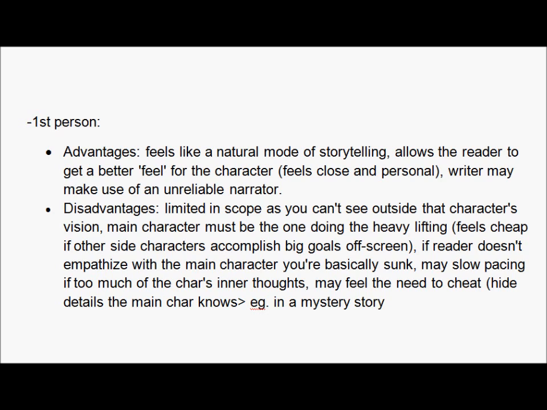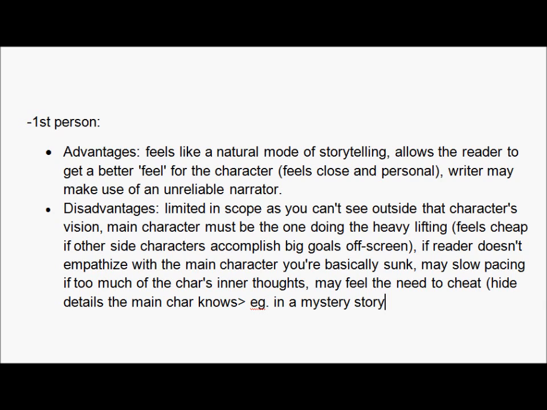If he can't see it or she can't see it, then the reader can't see it. Otherwise, you're cheating and you're breaking the first person perspective, which is going to piss off more than a few readers. So, please keep it limited in scope. I know it's a disadvantage, which means you need to have your main character be the one doing the heavy lifting.